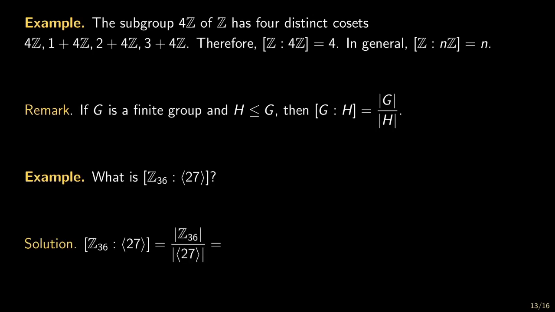How many elements are there in Z36? 36. How many elements are there in the subgroup generated by 27? May formula kayo. 36 divided by the GCD of 36 and 27. Pansin nyo na mag-simplify yan sa GCD lang ng 36 at 27, which is 9. So, itong subgroup, ito may siyam na coset sa loob ng Z36.